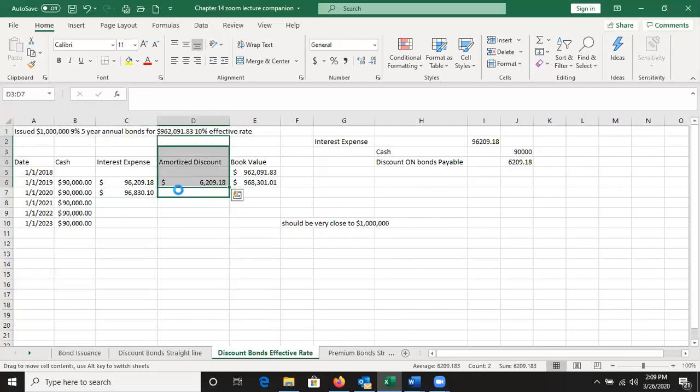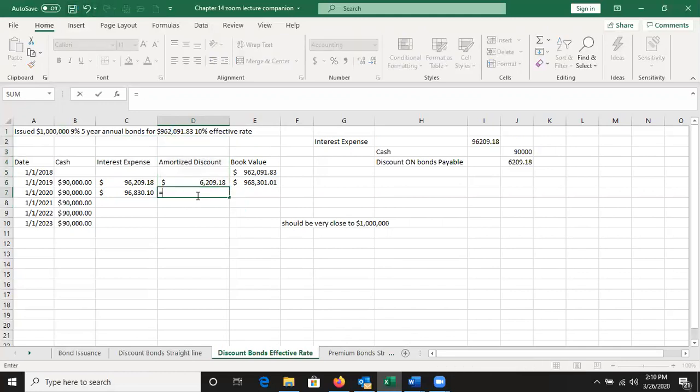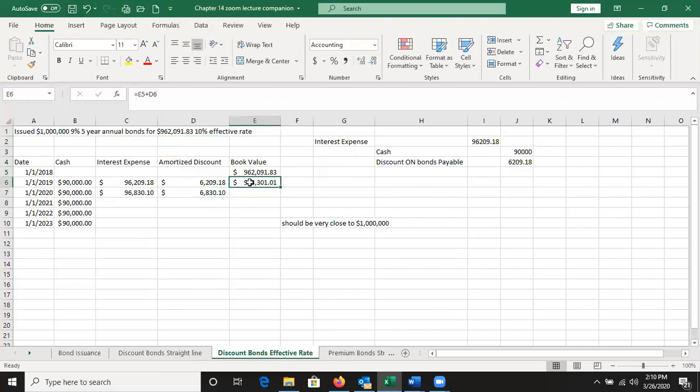And now the amortized discount. The amortized discount is, again, the difference between interest expense minus cash, 6830, which is going to change the book value, the previous 968 plus 6830. So the book value is now 975,131. So when we make our second year journal entry, interest expense would be debited for 96,830.10. Cash would stay the same, and the amortized discount would change to be 6830.10.